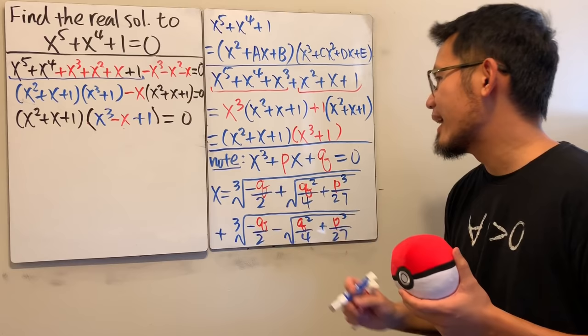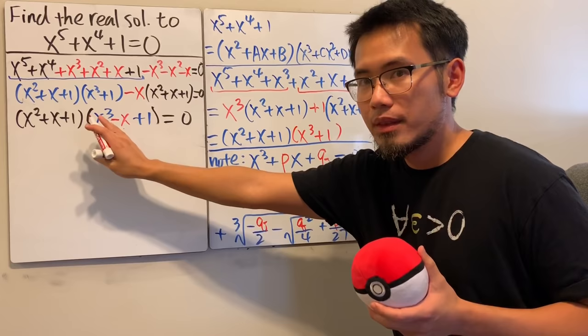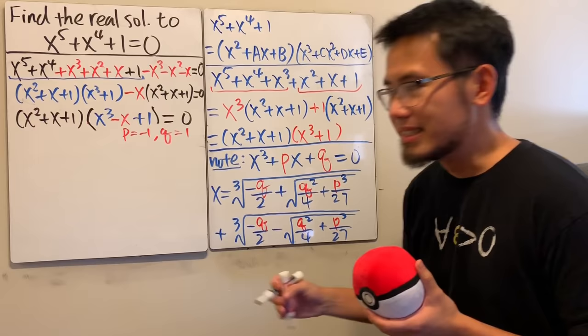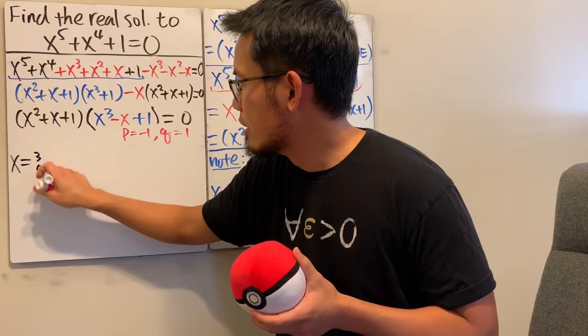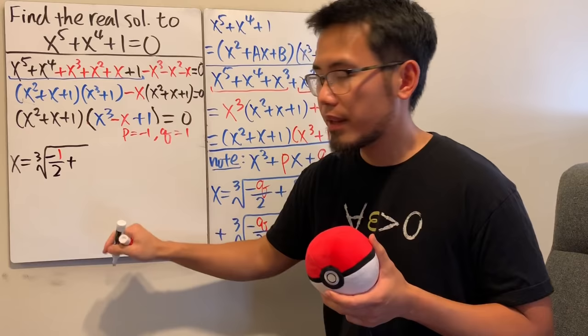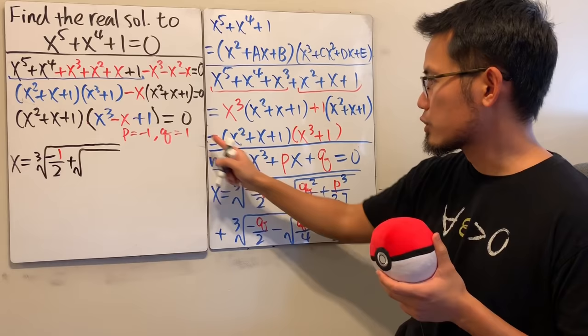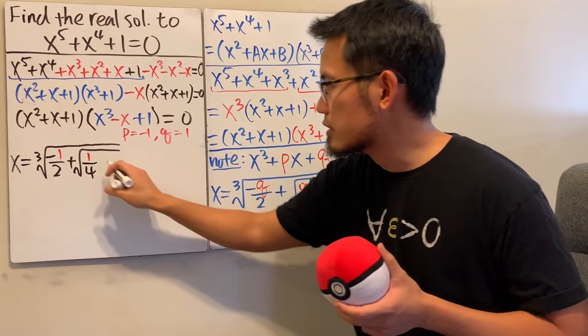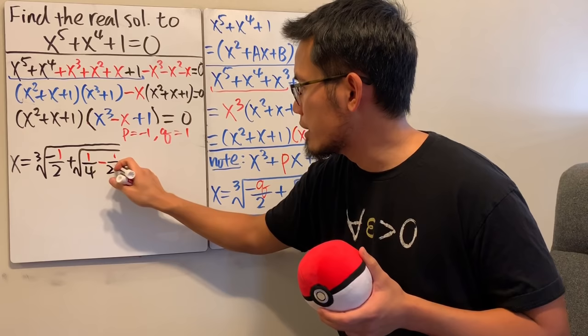All right, so we can come back here, and then you see, this right here tells us p is negative 1, and q is positive 1. So we just have to join everything to the formula and see if I can fit in everything right here or not. So let's see, x is equal to the cube root, right? First, we have negative q over 2. So we have negative 1 half, negative 1 over 2. And then we add, we open a square root. And then we have q squared, which is just 1 squared, which is just 1 over 4. And then we combine that with p, negative 1 to the third power, which is still negative 1. So this becomes negative, and then we have 1, and this is over 27. All right, that's the first part.